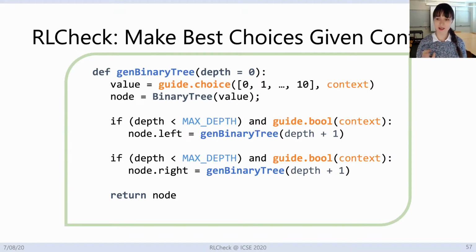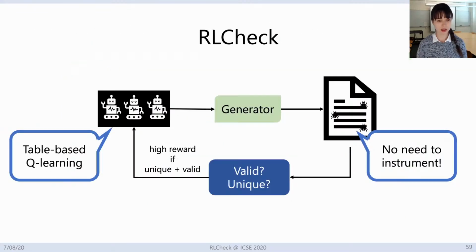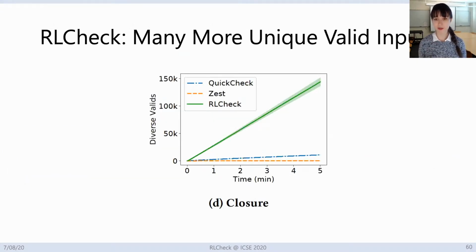But the tool we use to solve this is an RL agent at each choice point that learns over time to take choices that produce more valid and unique inputs given a certain context. We actually just use plain table-based Q-learning, not deep learning here. And the nice thing about it is that our agents are rewarded with just information about inputs being valid and syntactically unique. So we don't need to instrument programs. And that means that we can really run generator-based fuzzing at full speed and quickly generate orders of magnitude more unique valid inputs than prior work.